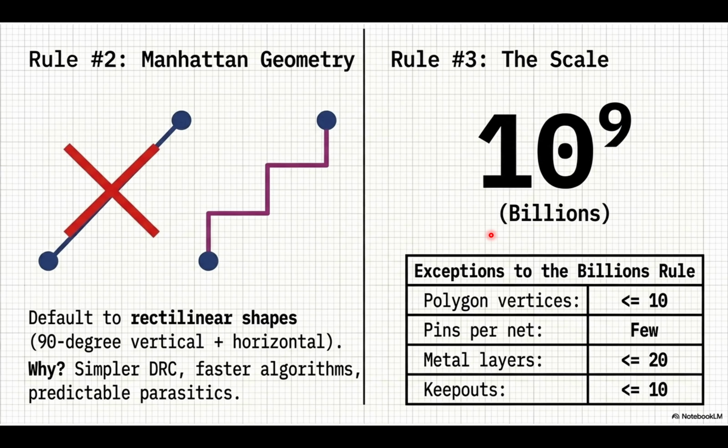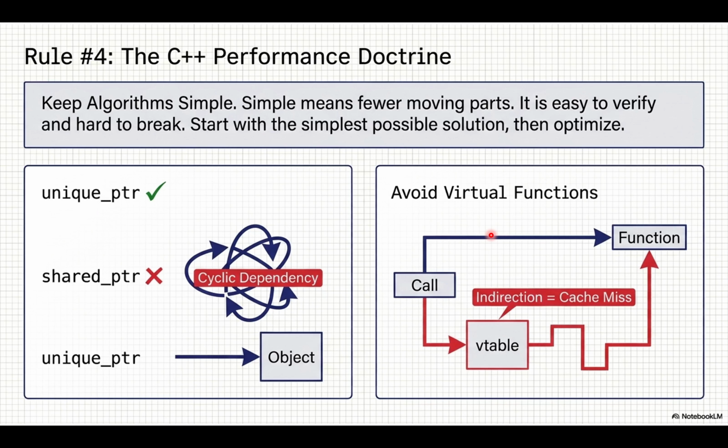Right, so let's talk about the C++ performance doctrine. Yeah. Because this is where the software engineers really have to eat their vegetables. Oh, yes. To manage a billion integer coordinates, you can't just write flexible, modern code. The golden rule is that algorithms must be brutally simple. Because simple means fewer moving parts. It's easily verifiable and hard to break. Right. They rely on C++ for absolute memory control. But they impose incredibly strict rules on how it's used, avoiding virtual functions entirely, for example.